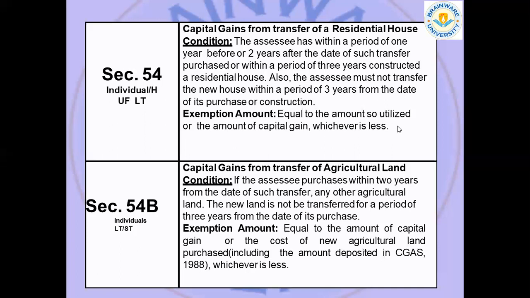So the same example again, if your capital gain is 10 lakh and you are going to purchase the agricultural land for rupees 12 lakh, so the exemption will be 10 lakh or 12 lakh. The minimum amount means the 10 lakh. So your income from capital gain will be nil, fully exempted.